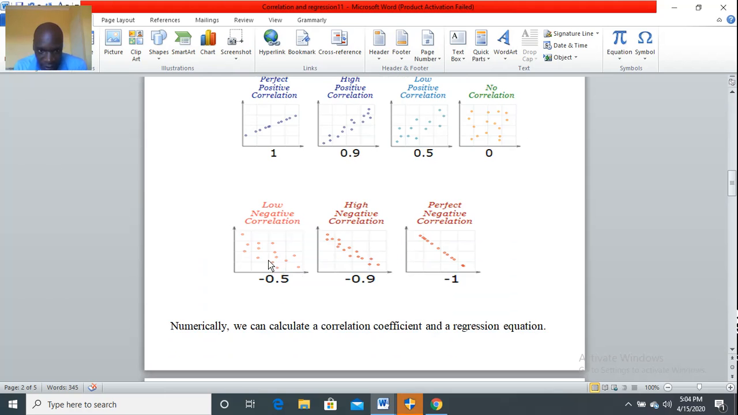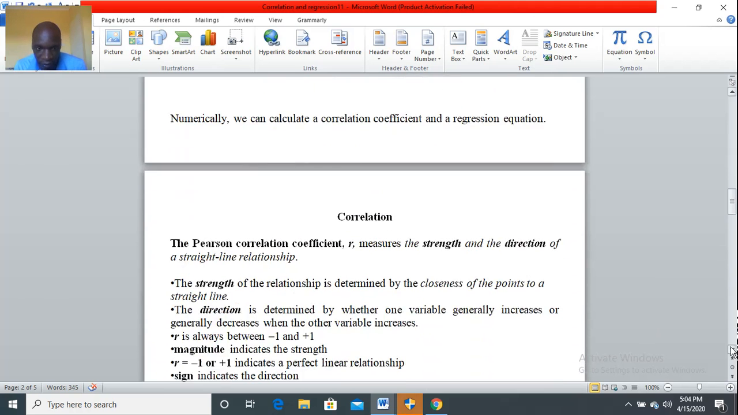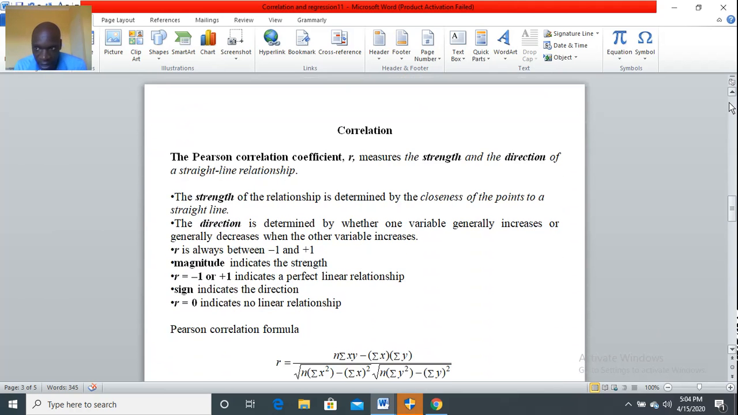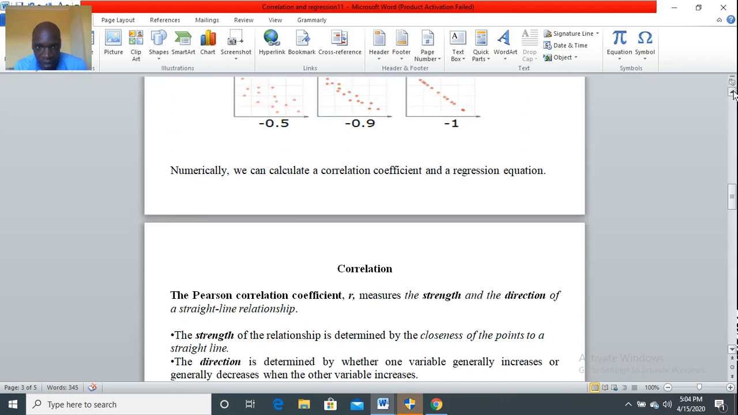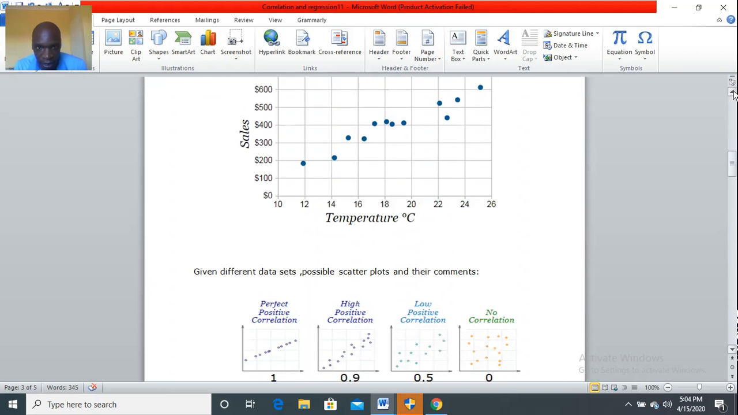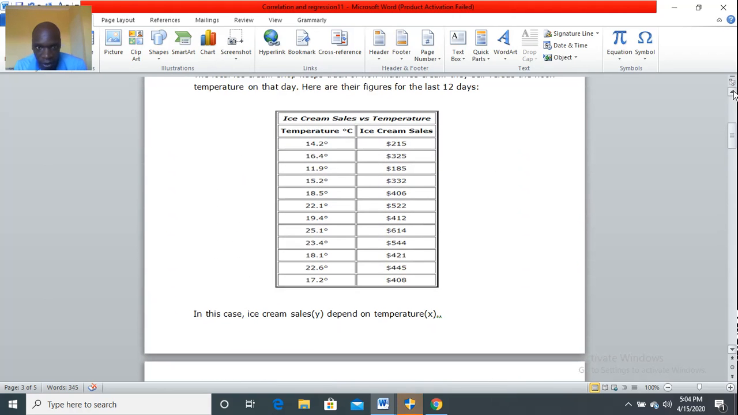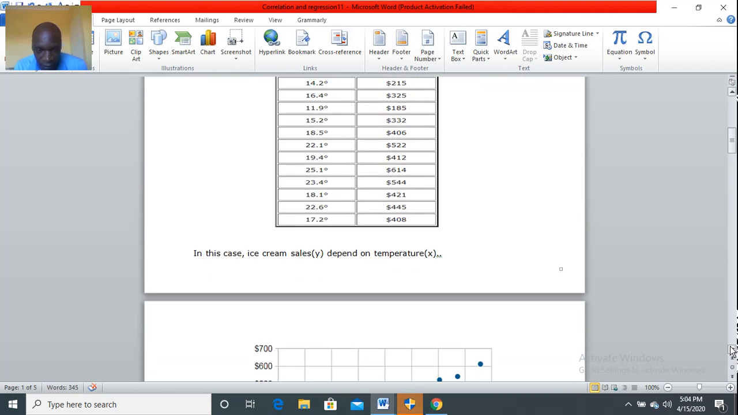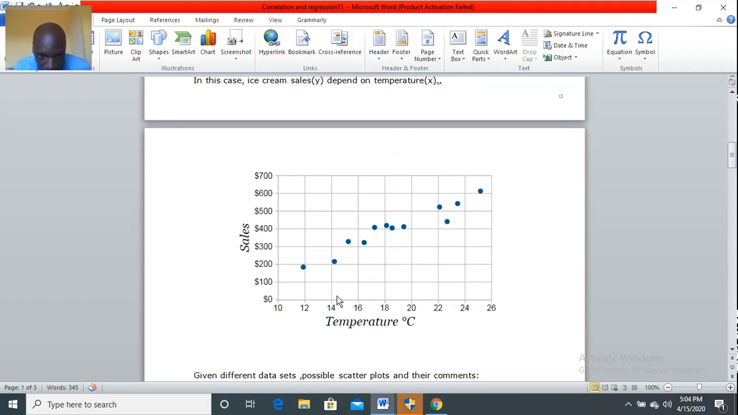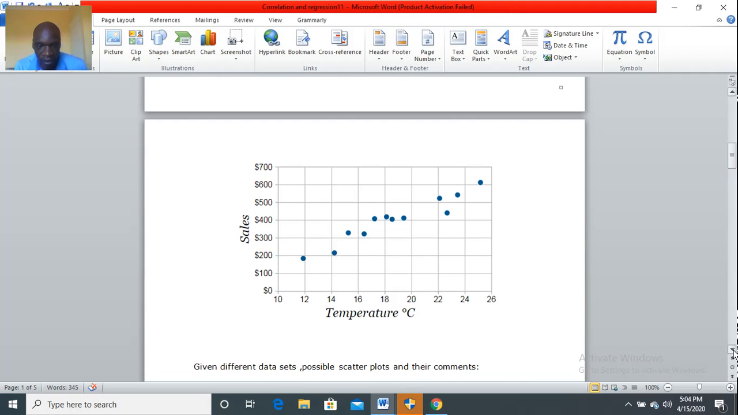The negative relationship is going down. This one is a weak negative, this one is strong negative, this one is perfect negative. So these are the ways of showing correlation using a scatter plot. I think you know how to draw the scatter plot. I'll show you: when temperature is 14, ice cream sales was 215. So 14 and 215, this is the point. You make a dot, for all of them. Then you come up with this.